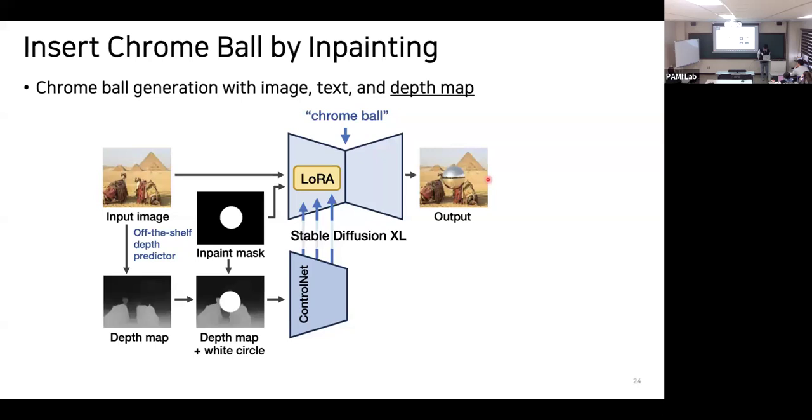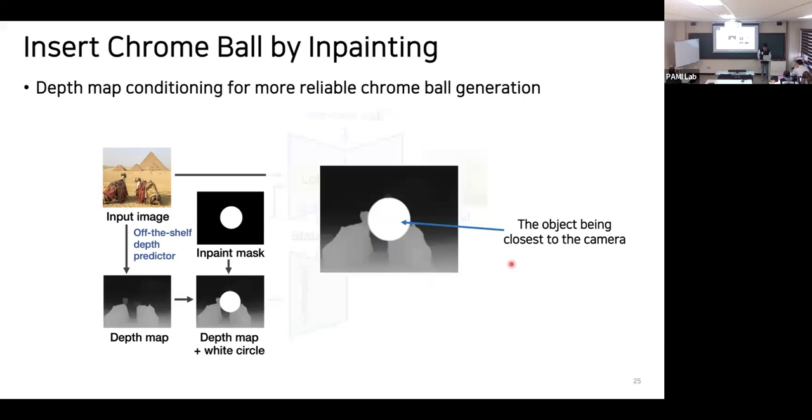With this training, it can generate combos using image and text-based conditions. They also give another condition, which is the estimate, to the model for more reliable generation of combos. This is the process to make the estimate as a condition. They first extract the basic estimate using an off-the-shelf predictor on the input image, and they put the input mask on this estimate. And they generate this estimate for the condition.